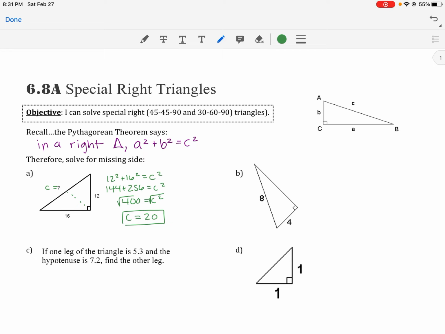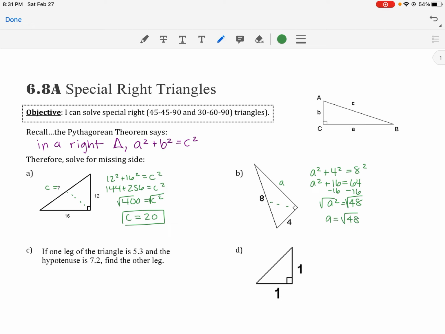Here C is 8, so we're solving for either A or B. Let's call it A. So a squared plus 4 squared equals 8 squared. To get a all alone, 4 squared is 16, 8 squared is 64. Subtract 16 on both sides. We get a squared equals 48. Take the square root. A equals the square root of 48.